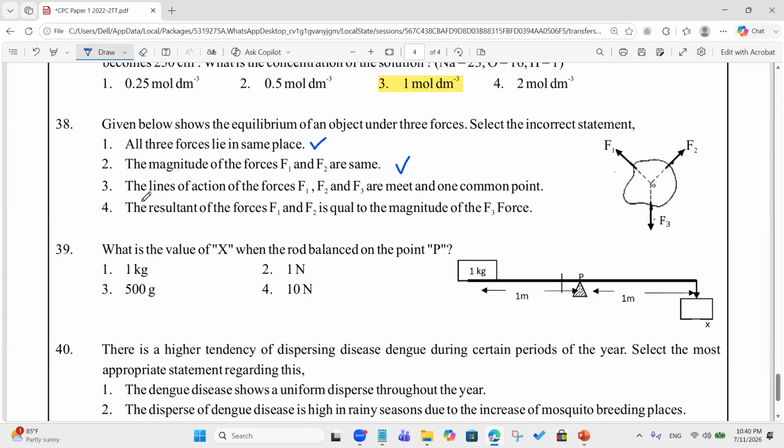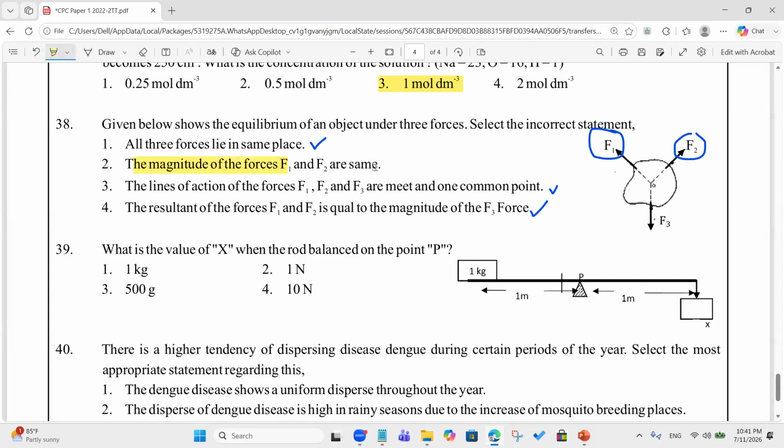Okay, we'll keep it. The lines of action of forces F1, F2 and F3 meet at a common point. True or false? True. The resultant of F1 and F2 is equal to the magnitude of the F3 force. True or false? No, this is also correct, right? So what's the wrong one?